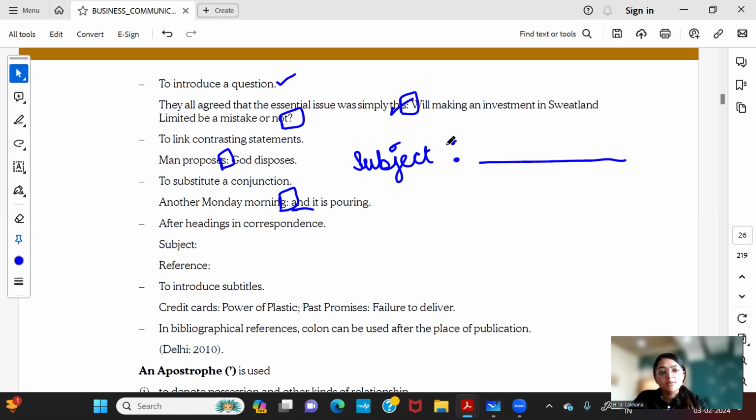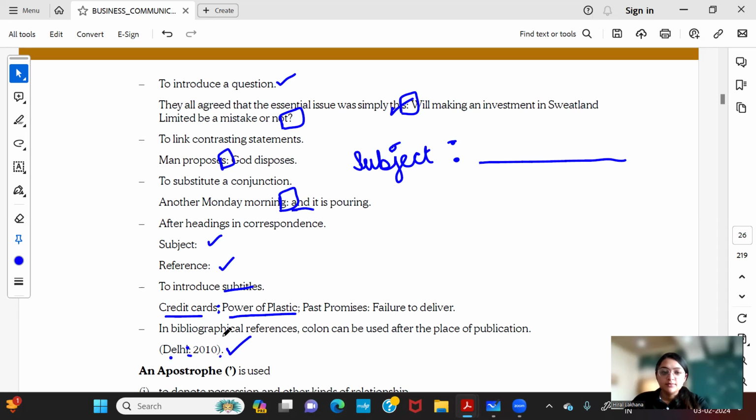This way, there are multiple uses of the colon depending on the situation in which we are going to use it. Similarly, in subtitles. In addition to subject and references, we can also use it in subtitles, for example, credit cards: the power of plastic. Then in bibliographical references, where a colon can be used after the place of publication. This is a very specific usage. For example, if we are saying this particular book was published in Delhi in the year 2010, we can demarcate these two using a colon.